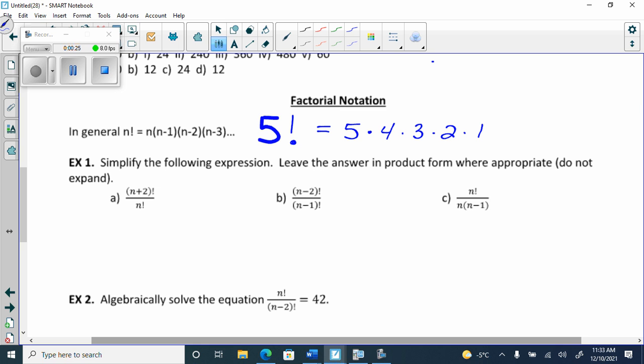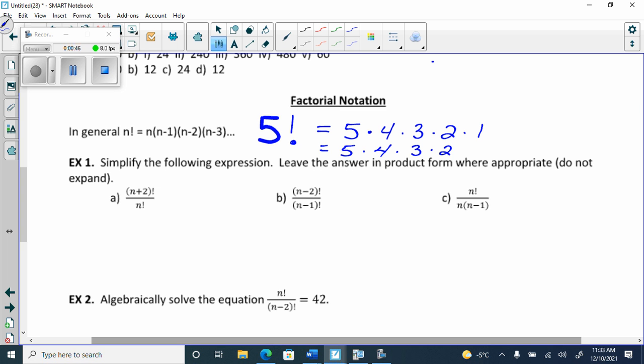Now, if I didn't have the 1, could I still use the factorial symbol? Look at the math of this. If I didn't have the 1 at the end, could I still use 5 factorial? Yeah. Technically, I could. It's supposed to go to 1, but I could use 5 factorial if I had 5 times 4 times 3 times 2, because multiplying by 1 doesn't do anything, correct? So technically, without the 1, I could still use the factorial symbol.